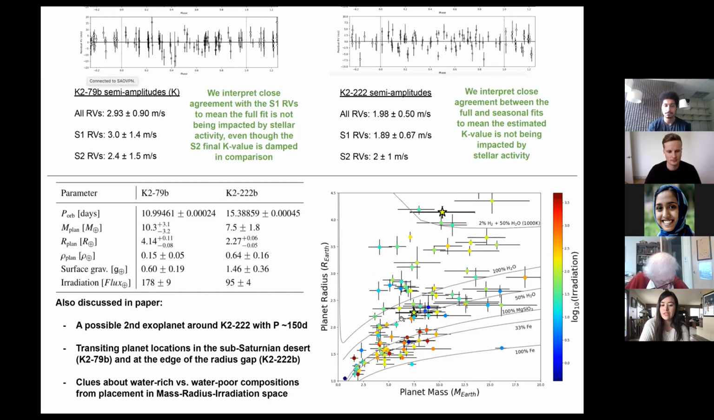So it's harder to see in the mass radius representation, but if we plotted this in radius irradiation space, you'd see it a lot clearer. But right here, as many of us know, there's this existing radius gap. And this one sits right at the edge of that.